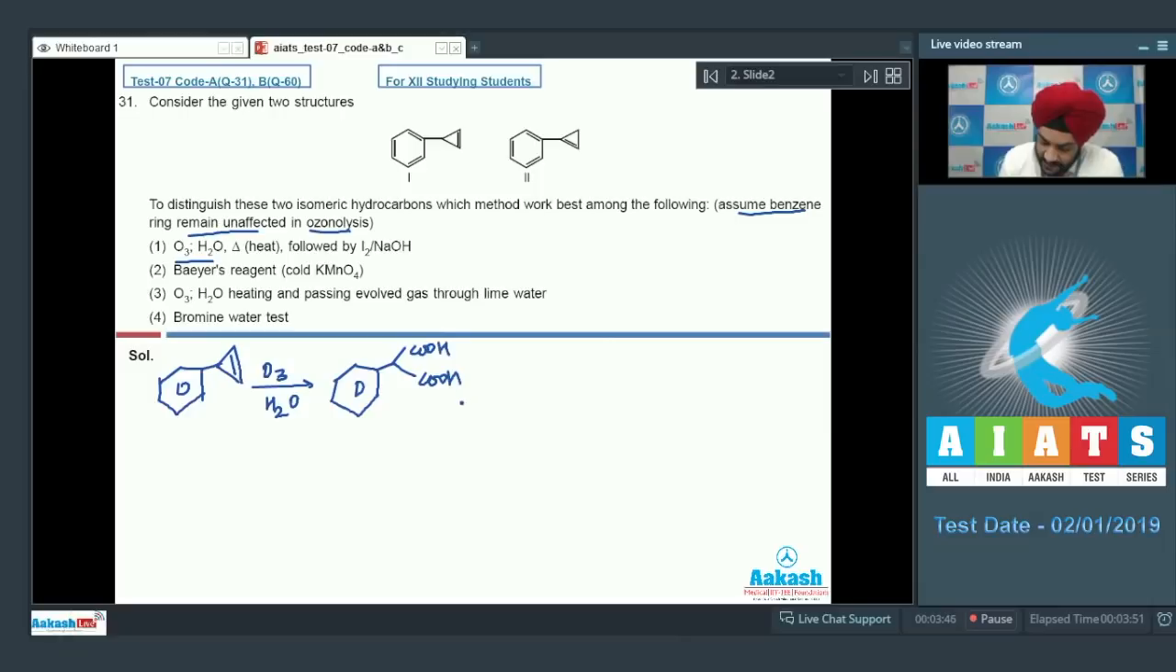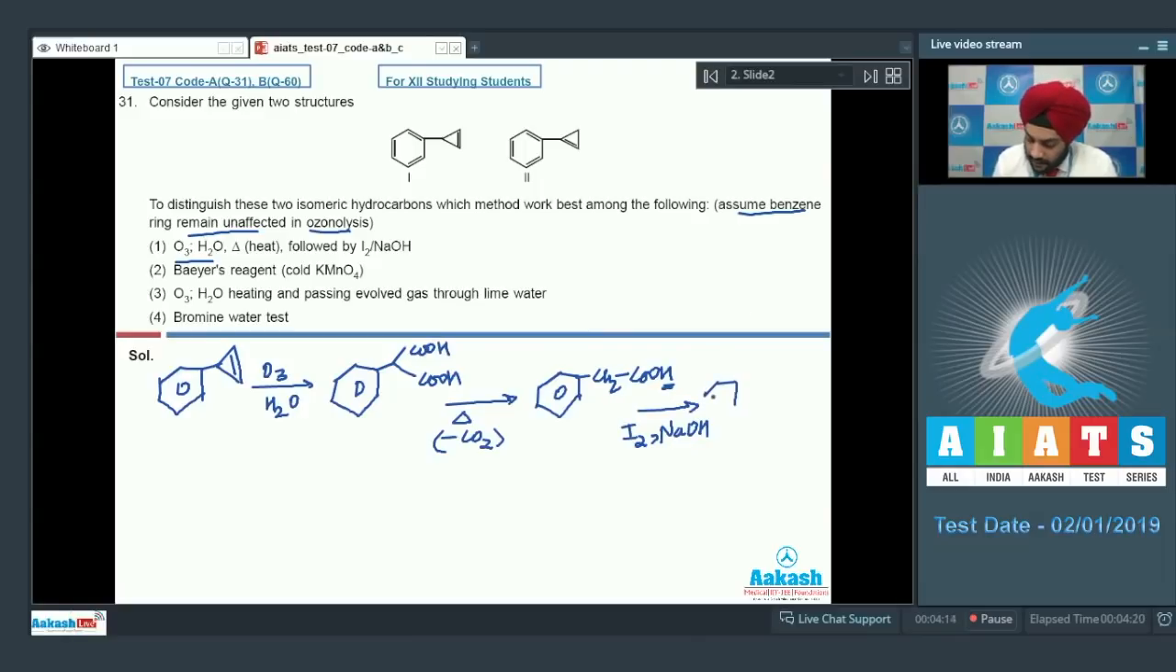So next it is subjected to heat. Now students, we know that geminal dicarboxylic acid on heating undergoes loss of a CO2 molecule, which will lead to the formation of PhCH2COOH. Now when this is subjected to I2/NaOH, it will not respond to the iodoform test. The basic medium will just extract this acidic hydrogen and convert this into the corresponding carboxylate ion. So we're going to have PhCH2COO minus.